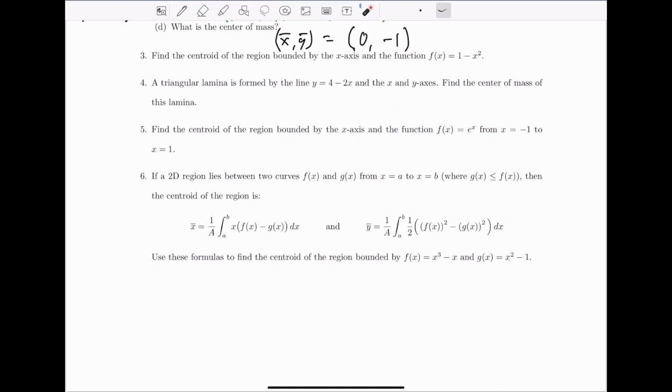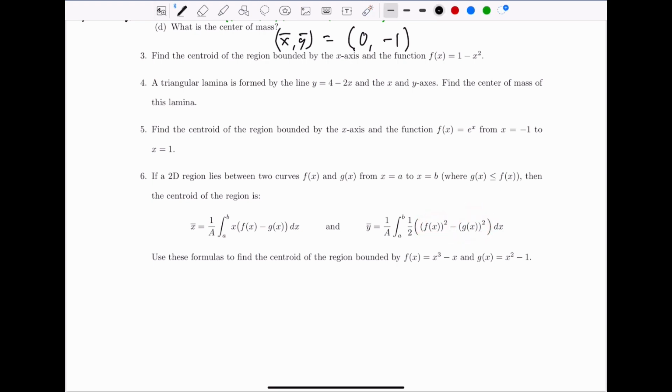Let's solve example 6. Before we get to the actual example, we have a slightly more generalized expression for the centroid of a two-dimensional region. Let's imagine having a 2D region that lies between the curves f of x and g of x, where g of x is smaller than f of x. The centroid can be found by taking the difference of the curves for the x component, and for the y component, we take the difference of the squares.